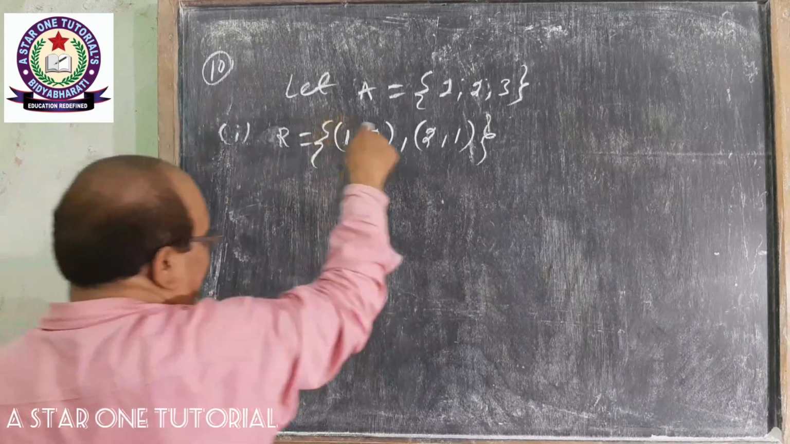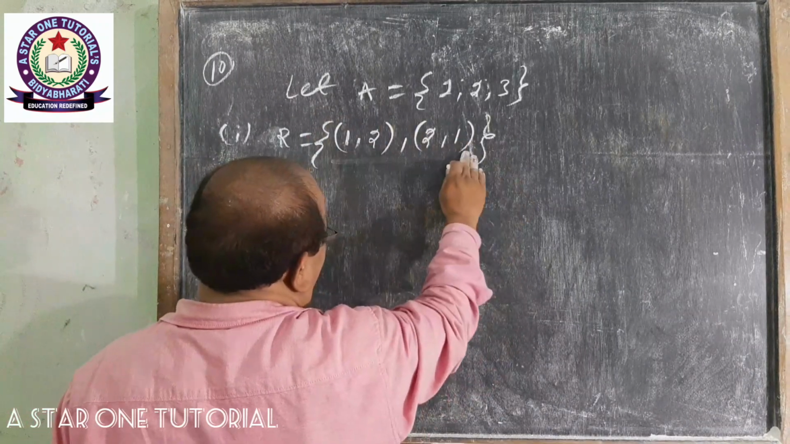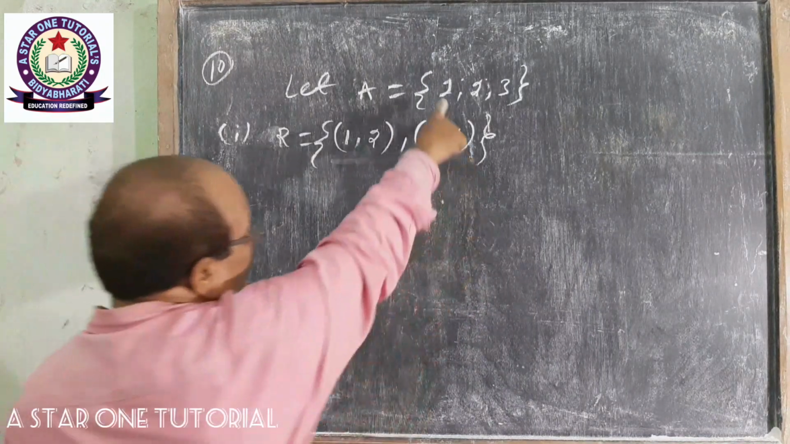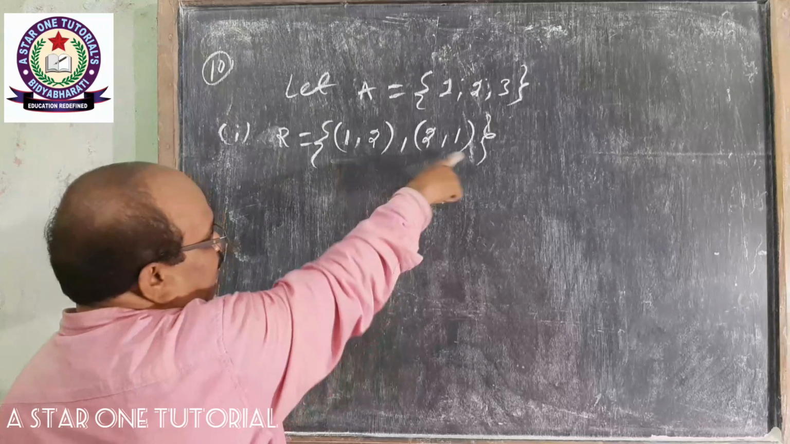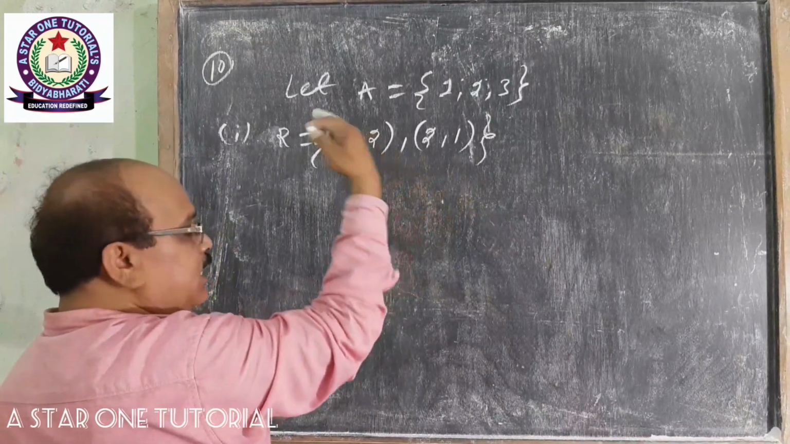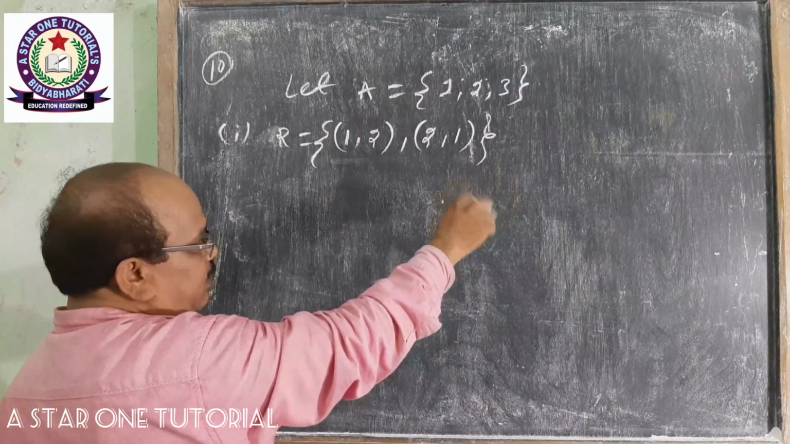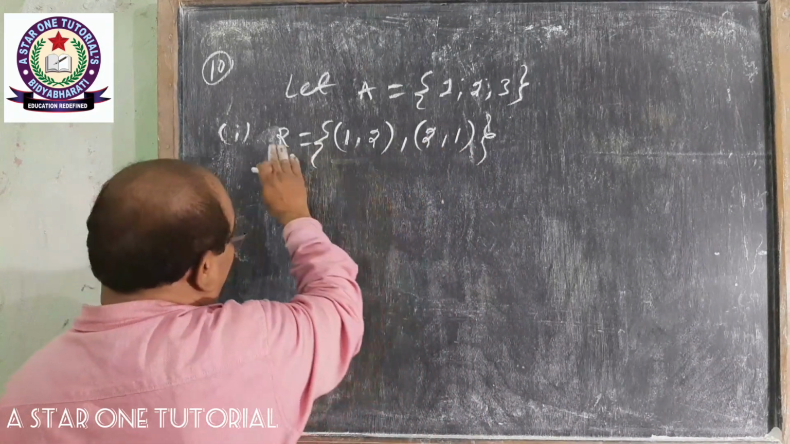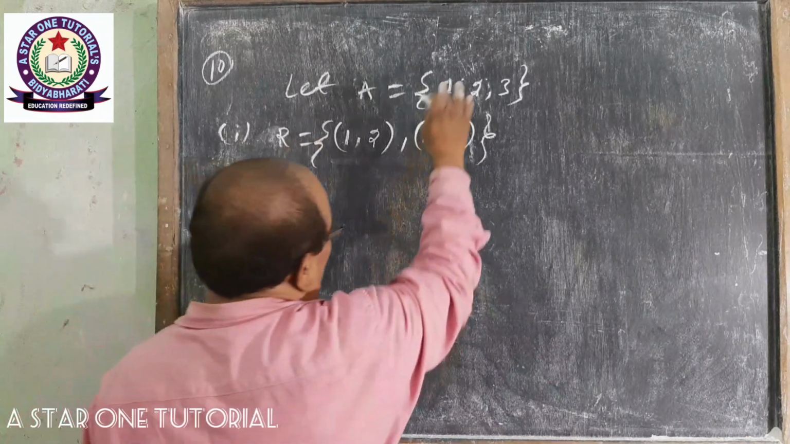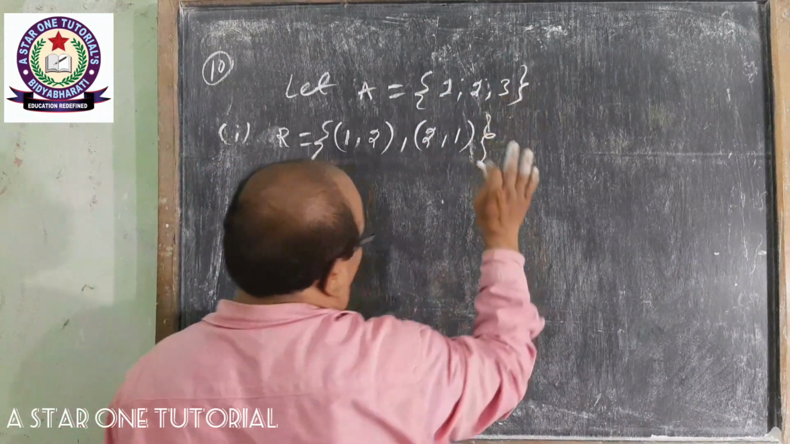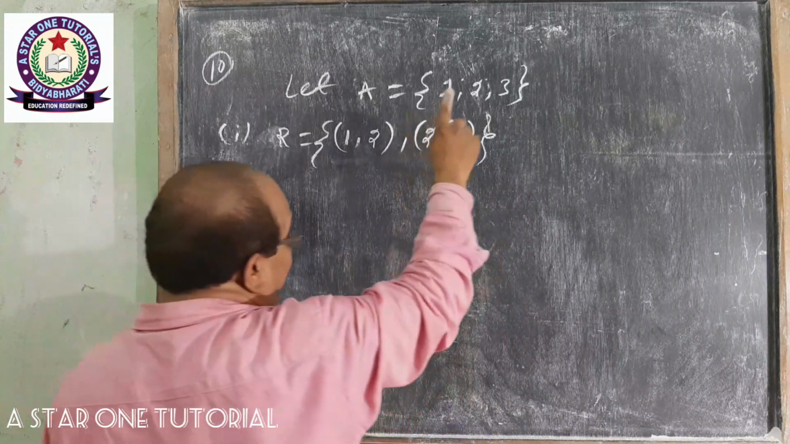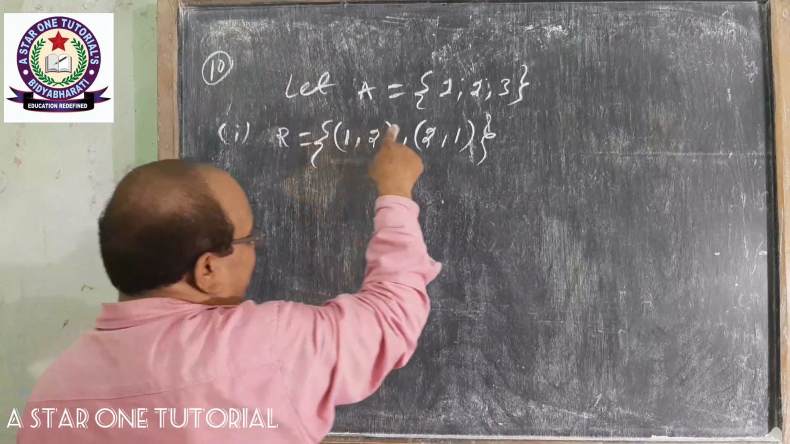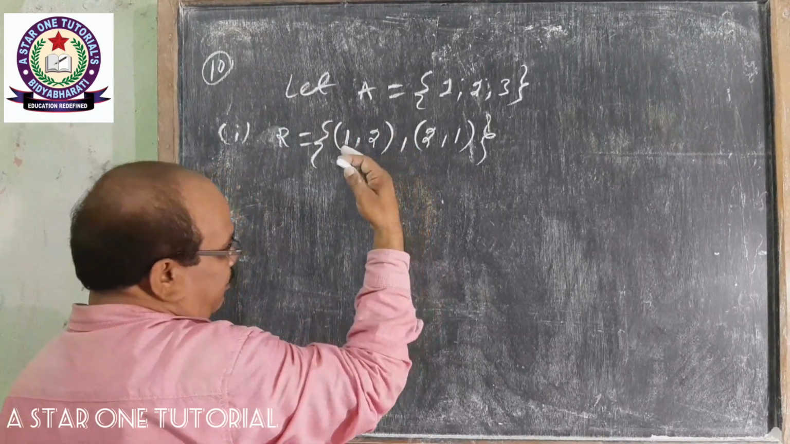So this relation is definitely symmetric. But this is not reflexive. Why? Because 1 belongs to the set A, but the pair (1, 1) is not here. (1, 1) is absent, and that is sufficient to break reflexivity. For a reflexive relation, R should contain the pairs (1, 1), (2, 2), (3, 3). But these pairs are not there. Therefore this relation is only symmetric, not reflexive.